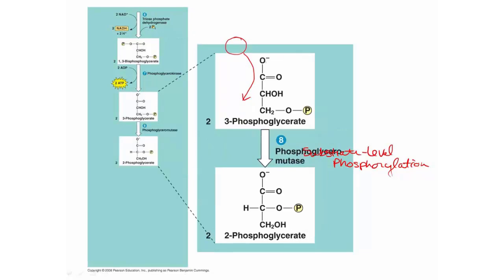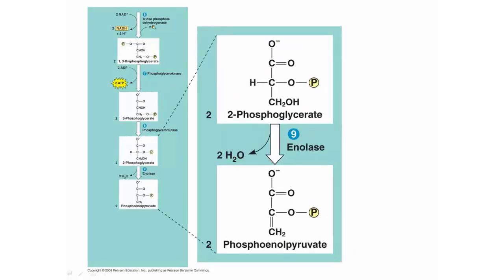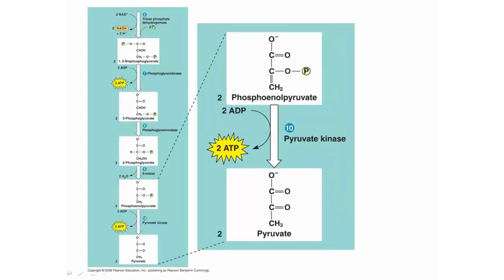The next enzyme is going to be a mutase enzyme. Mutase enzymes are very similar to isomerase enzymes in that they convert between different structural formulas. We have an enolase, which is going to remove some water from our molecule. Then we end up with phosphoenolpyruvate. And then in the very last step of this, we have yet another substrate level phosphorylation taking place using a kinase enzyme. And so we get some more ATP produced. This is the end of glycolysis.